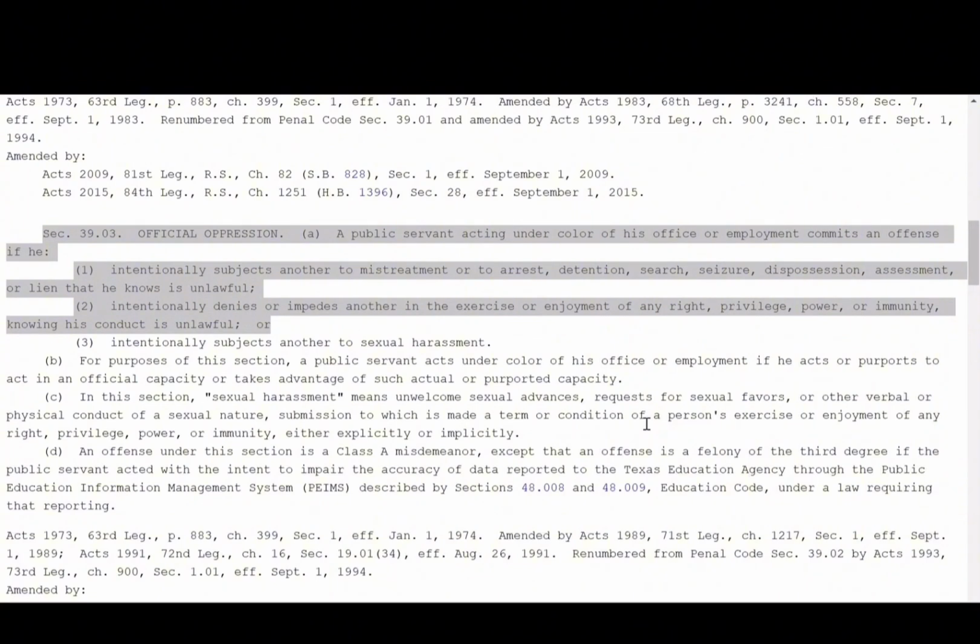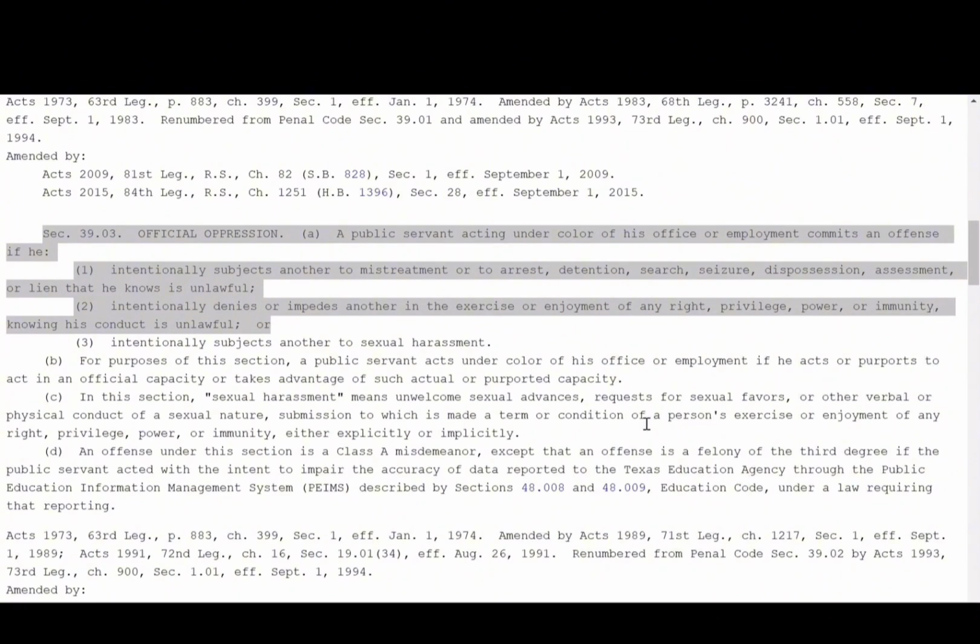A public servant acting under color of his office or employment commits an offense if he intentionally subjects another to mistreatment or to arrest, detention, search, seizure, disposition, assessment, or lien that he knows is unlawful. Let me read that again. Official oppression, a public servant, which is an elected judge, district court judge. They are elected. They are a public servant acting under the color of his office or employment, commits an offense if he intentionally subjects another to mistreatment or to arrest, detention, search, seizure, disposition, assessment, or lien that he knows is unlawful.